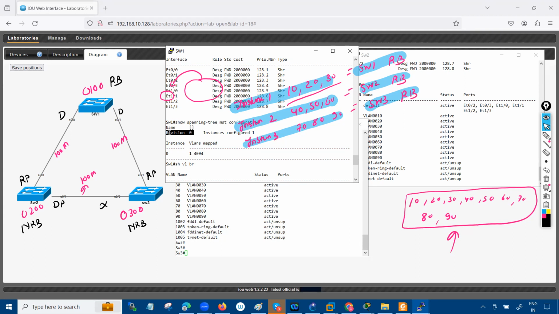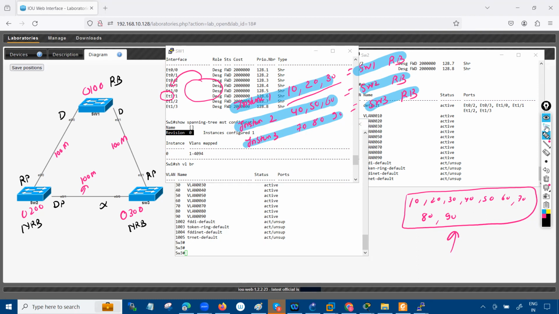But this revision number is static, right? You need to manually define this revision number. So there is no concept of dynamic changes over here. The use case of this revision number is what? Whenever network engineers modify the MST database, whenever they change the MST configuration, they will manually change the revision number. For example, right now it's 0, so it means that there is no change, it's the default.